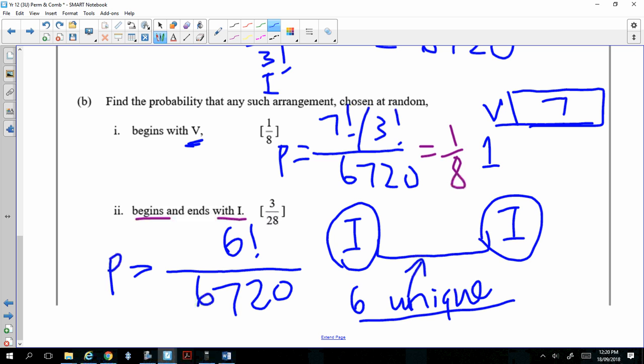Thank you. Good. Any question? We'll move on. Yep. Because there's only one I in between, the 6 that I have to arrange are all unique. I don't have to divide by any repetition. Does that make sense? Yeah. Okay. All right. Next one.